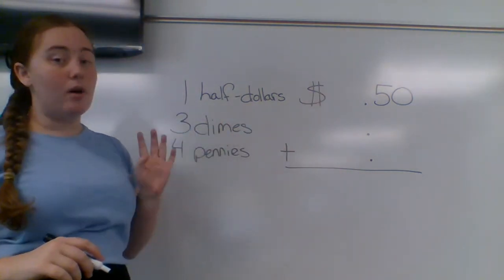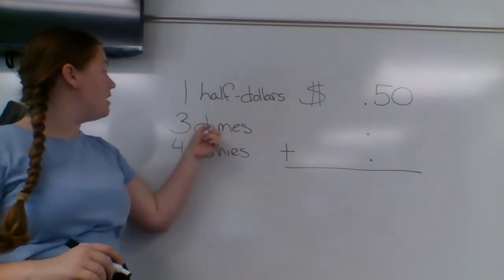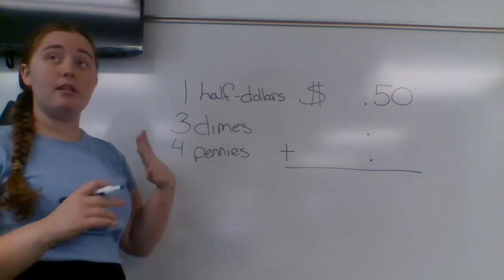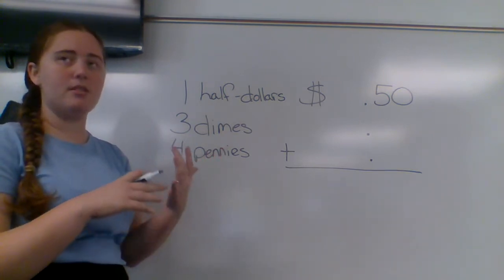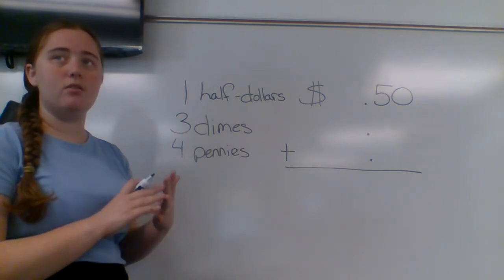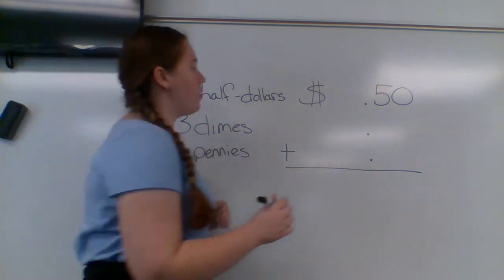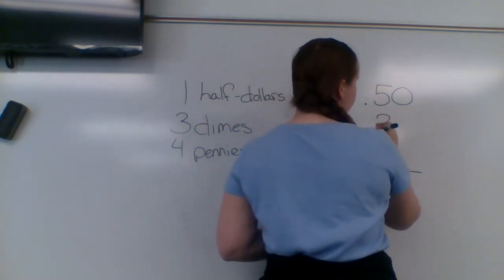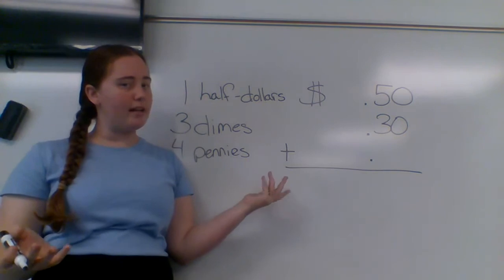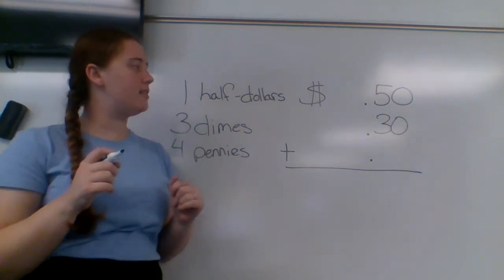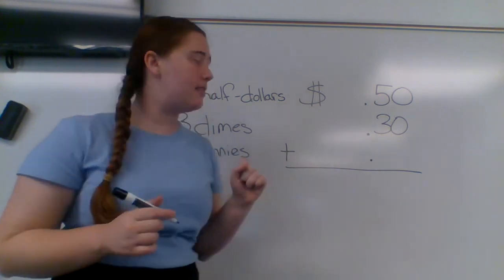3 dimes, well, a dime is how many cents? Right, it's 10 cents. So 3 dimes would be 3 times 10, or counting by 10 3 times. So 10, 20, 30, 30 cents. So put 30 cents over here. And over here we have 4 pennies. Well, 4 pennies is just 4 cents. So over here we're going to put 4 cents.